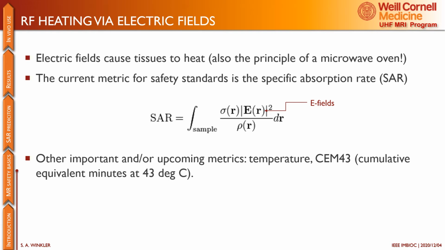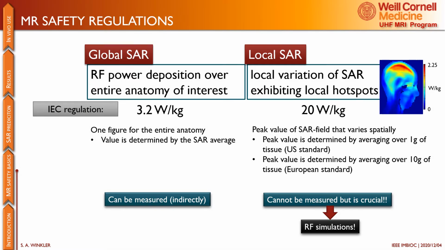And that means there need to be metrics for safety standards. What's been adopted throughout the last few decades has been the specific absorption rate, also abbreviated as SAR. This comes from the cell phone industry, so we're using kind of the same thing here. Some people don't really like that idea, and they would prefer to see temperature as the metric, which is implemented in some standards. But let's focus on SAR for this talk. So let's look at the regulations for SAR.